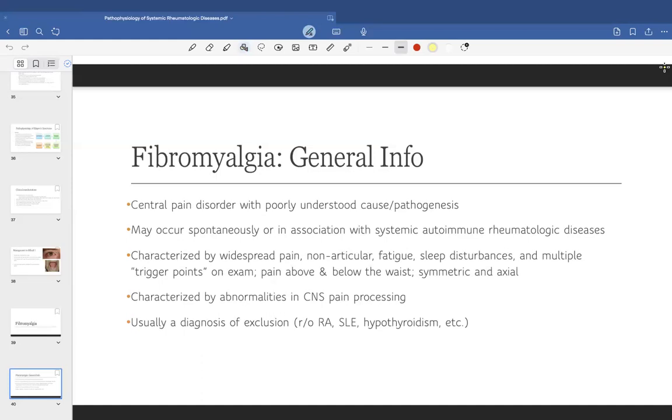But most of the time, fibromyalgia is actually a diagnosis of exclusion. Okay? You have to rule out hypothyroidism, lupus, rheumatoid arthritis. You've got to rule out some of these other disease processes, sometimes cancers, lymphomas, anemia. You got to rule them out because these patients are so fatigued, so miserable.